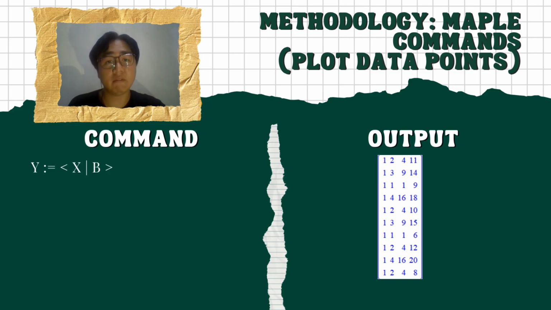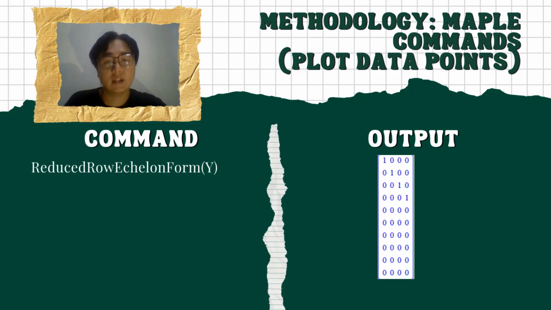And here we declare our y, which is we take back the x from before and put b behind, and we should get that output. Now it's time for us to do RREF, or reduced row echelon form, of y, and we should get that, where our leading one should be in the first 4 rows.